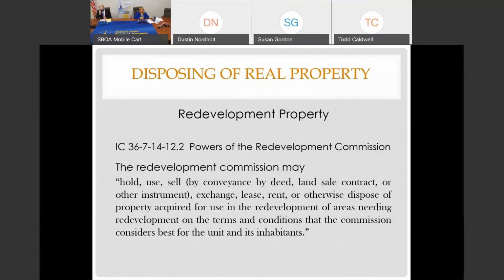And I told you there were a lot of exceptions. What we talked about before were the general provisions, and then there were provisions that were specific to certain types of pieces of property. And we also have some exceptions that we'll go through that were some of the 24 that were listed in section 1B. And one of those is redevelopment property. A redevelopment commission has its own rules, and they can hold, use, and sell, exchange, lease, rent, or otherwise dispose of property that they have acquired on terms and conditions that the commission considers best for the unit and its inhabitants. That's their general power.